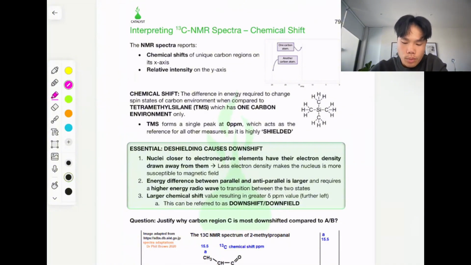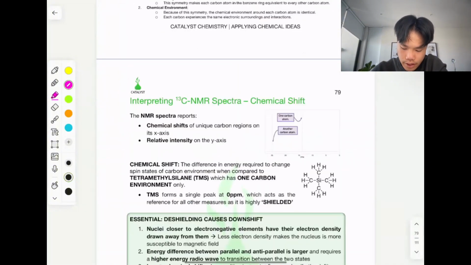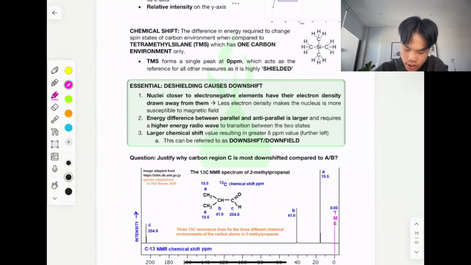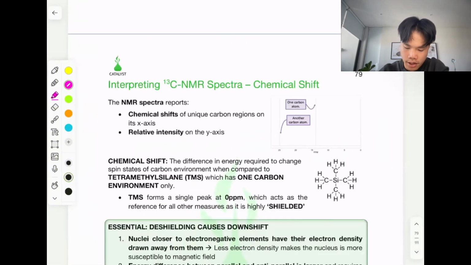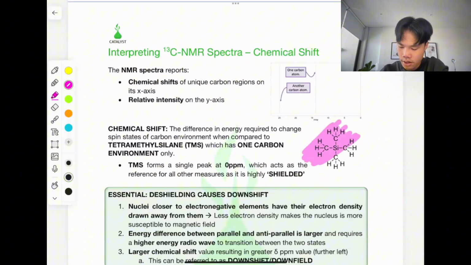So we've talked about the environments, and environments are important because they tell us how many signals we expect to see. But the signals can occur either very far to the left or very far to the right on your spectrum, and they're compared against what we call TMS. TMS is tetramethylsilane, which is one of the most shielded molecules and acts as our control.